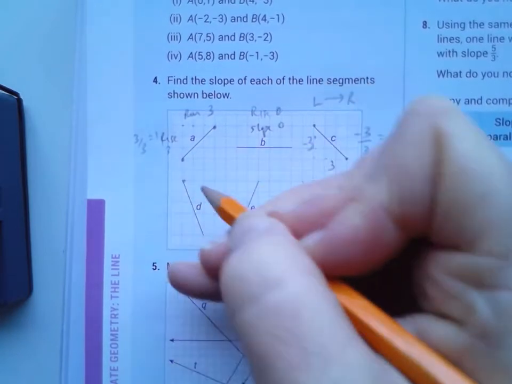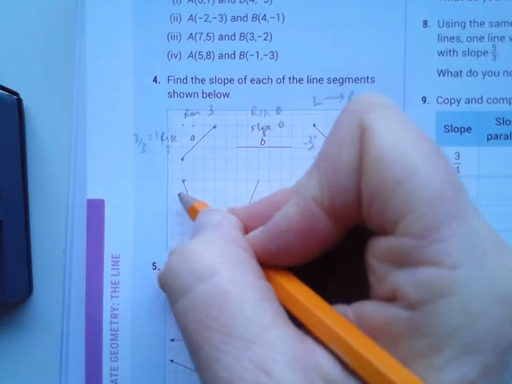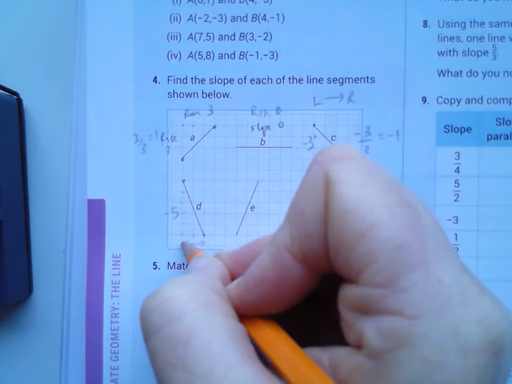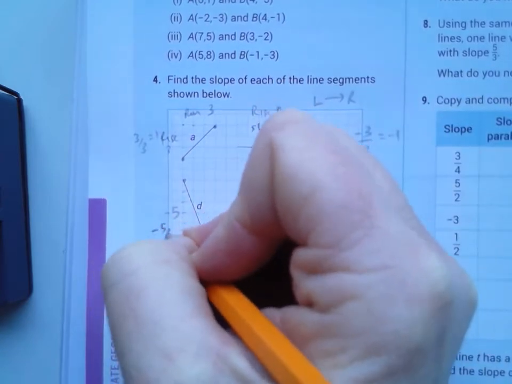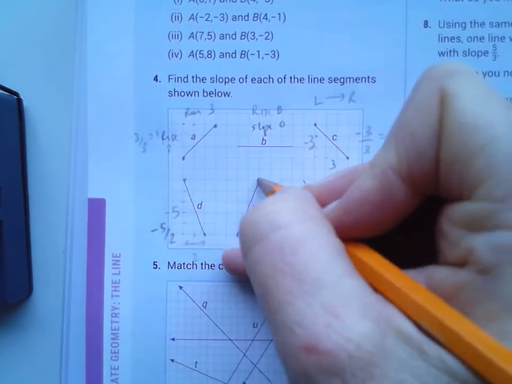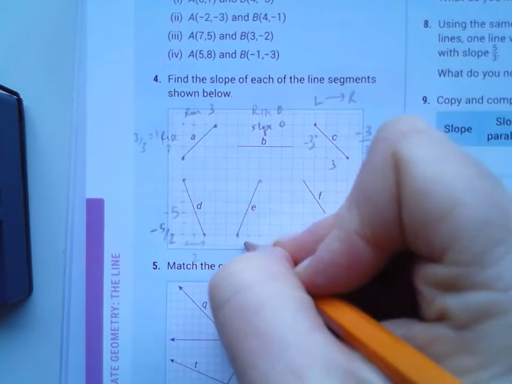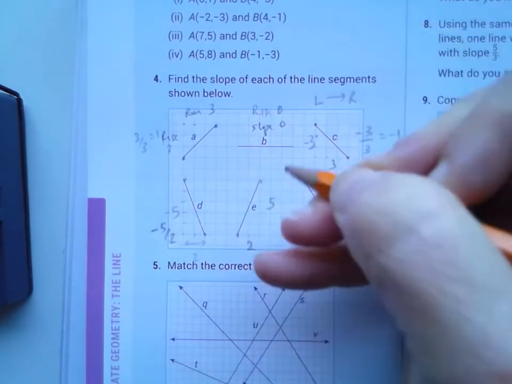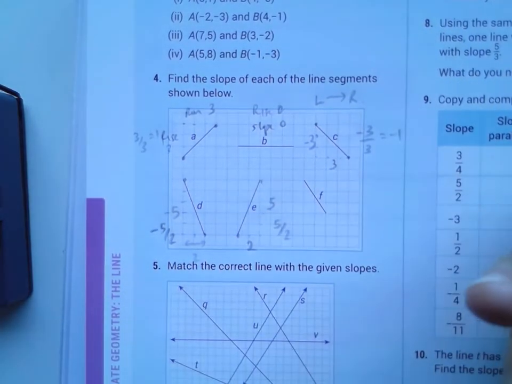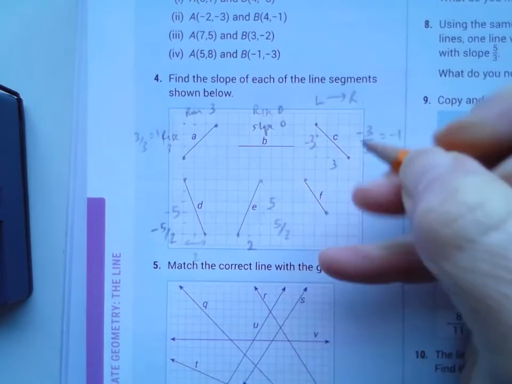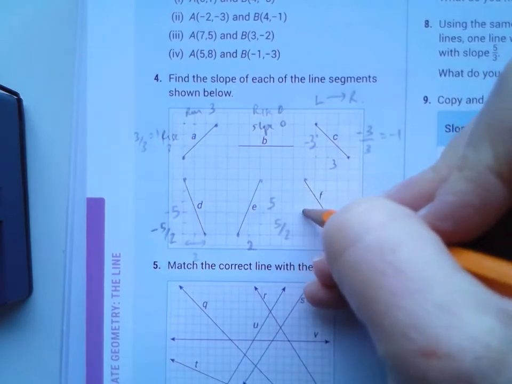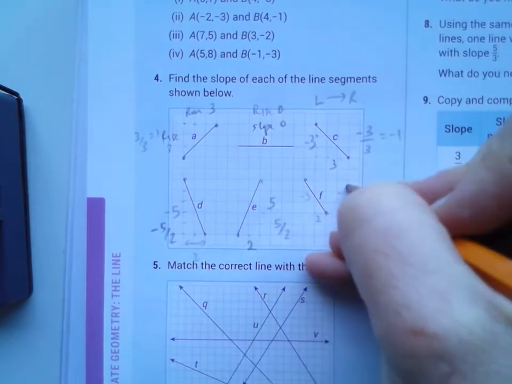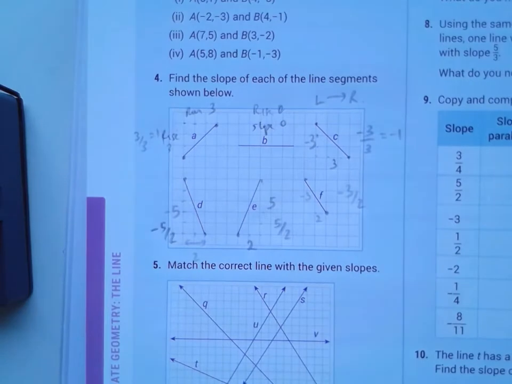Here's my start, here's my end. I'm going to go down 1, 2, 3, 4, 5, negative 5, along 2, so it's going to be negative 5 over 2. Here's my start, here's my end, a run of 2, and a rise of 1, 2, 3, 4, 5, so a slope of 5 over 2. Here's my start, here's my end, a rise of 1, 2, 3, negative 3, a run of 2, so it's negative 3 over 2. I hope that makes a bit more sense.